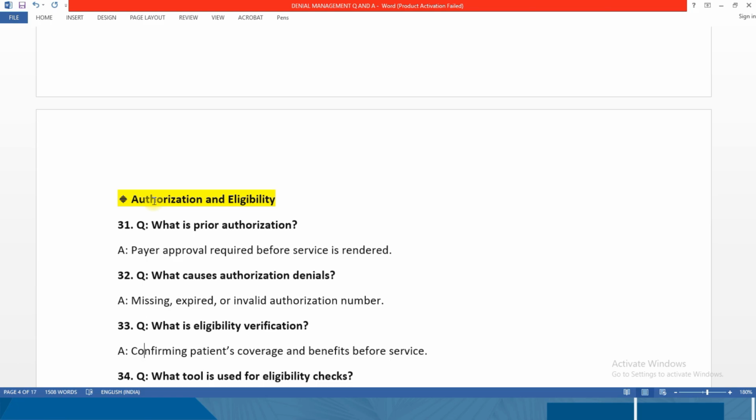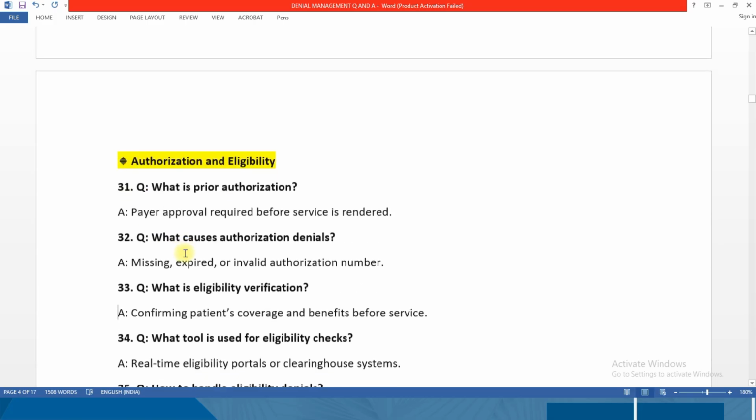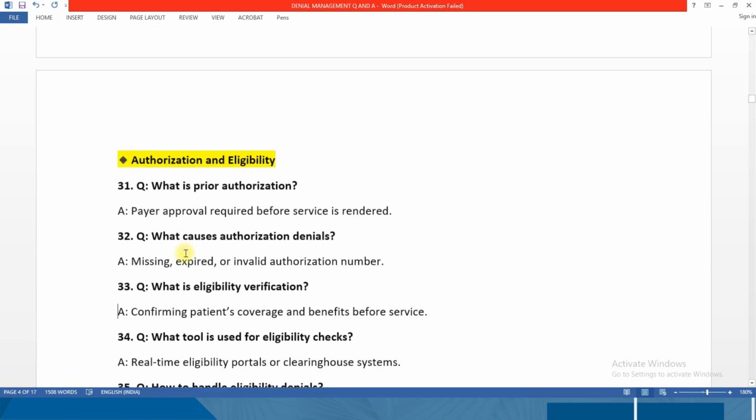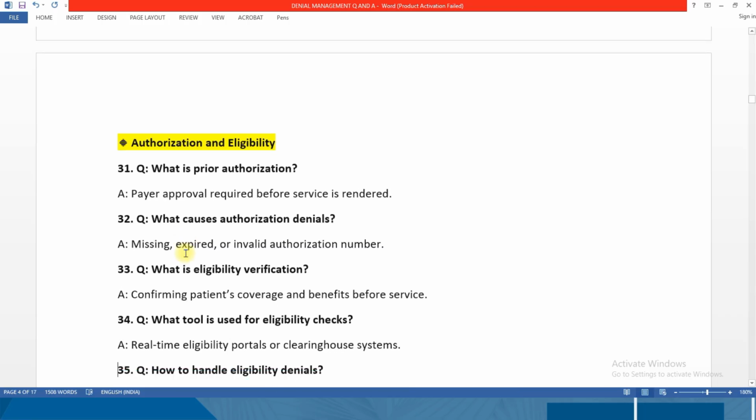What is eligibility verification? Confirming patient's coverage and benefits before the service. So here, eligibility verification means we need to check the patient's details before the service, whether this patient is covered for this service or not. What tool is used for eligibility checks? In live coding we will use real-time eligibility portals or clearinghouse systems.